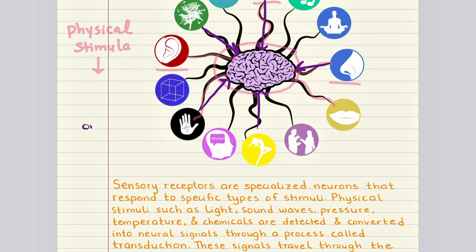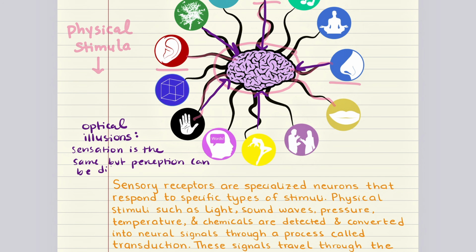Optical illusions are a great example. In optical illusions, the sensory information that's reaching the eyes remains the same. But what changes is how the brain interprets that information. The sensation is the same, but the perception is what's different. And that tells us something important, because a lot of what we experience as reality is not determined only by the sensory information that's entering the nervous system. It is also very much shaped by how the brain processes that information.